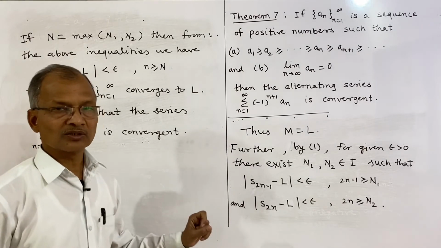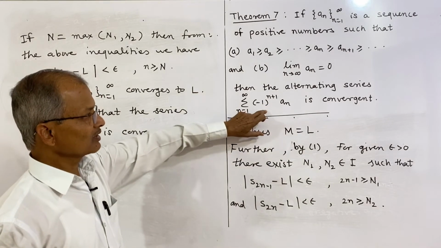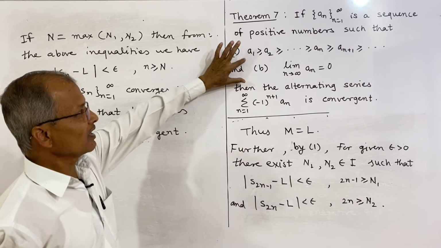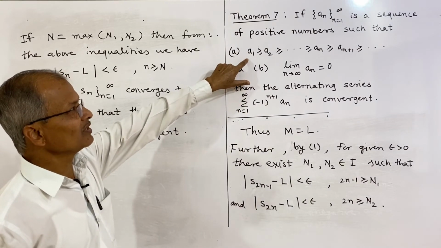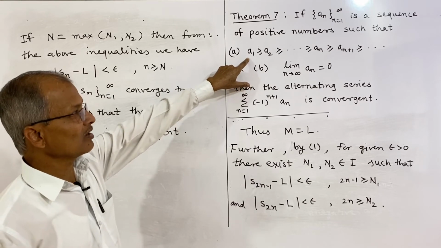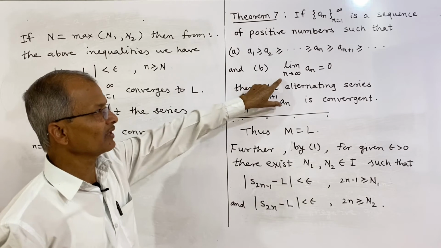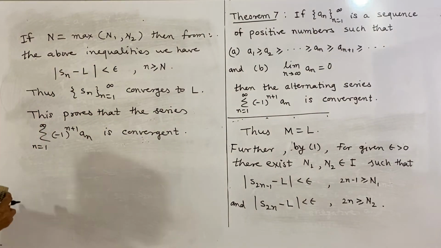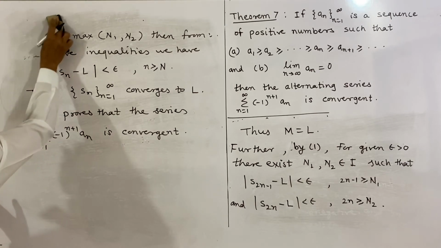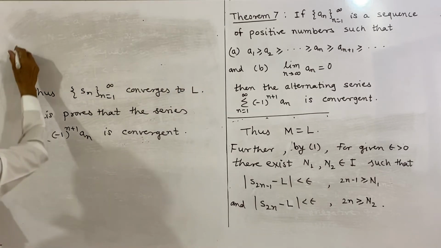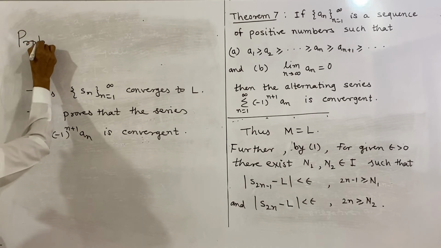There are two conditions for convergence of an alternating series. First is A1 is greater than or equal to A2, that means the sequence An is non-increasing, and second is the limit of the nth term is 0. Then the alternating series becomes convergent. Now we will consider an example on this, a problem on it.